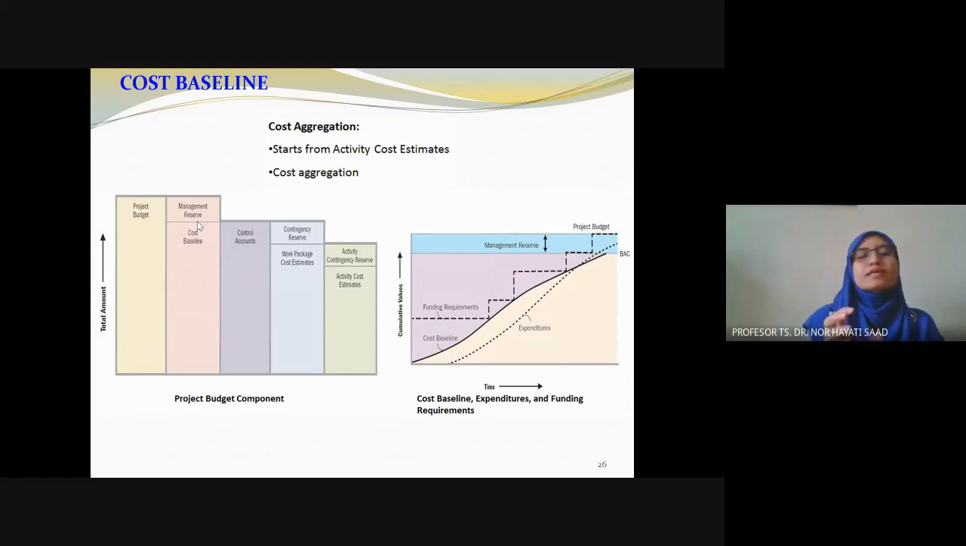Okay, we don't want to put any risk, and we put those safety factors there. And this one, based on this management reserve, it will cover the entire project budget. Again, as I said, the activity contingency reserve, the work package contingency reserve, and this management reserve depend on the team.